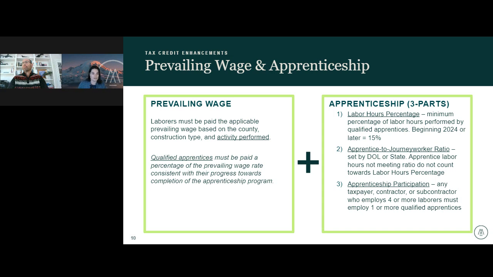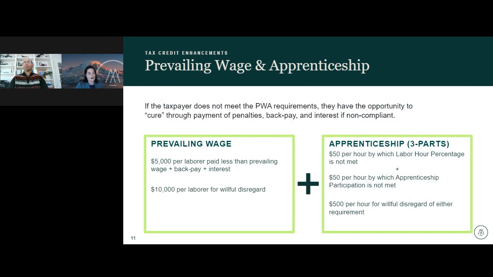So I just mentioned penalties, so this is a great segue into our next slide, which is what are those penalties? For the prevailing wage requirement, it's $5,000 per laborer that is paid less than prevailing wage, plus the difference between what they were paid and prevailing wage in the form of essentially back pay and interest on that back pay. You have to make the laborer whole and as if they were paid the prevailing wage at that time.